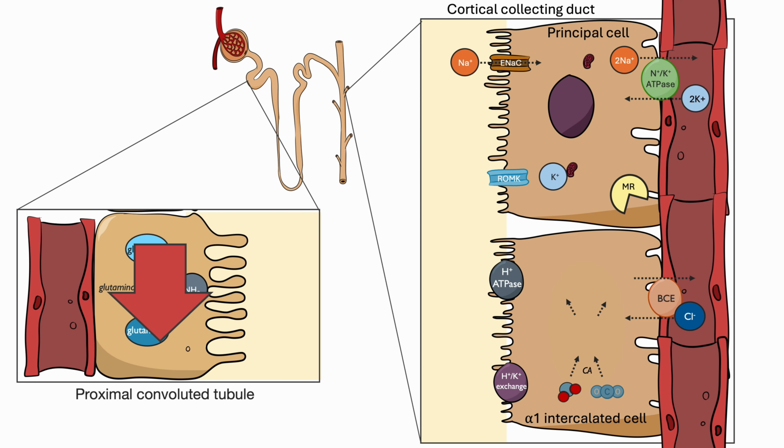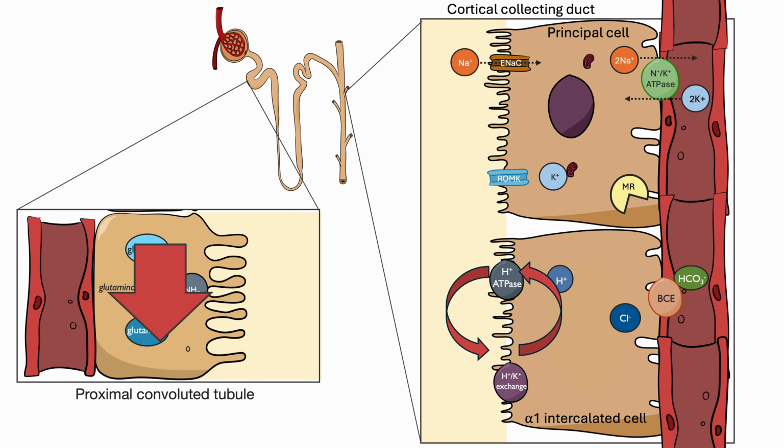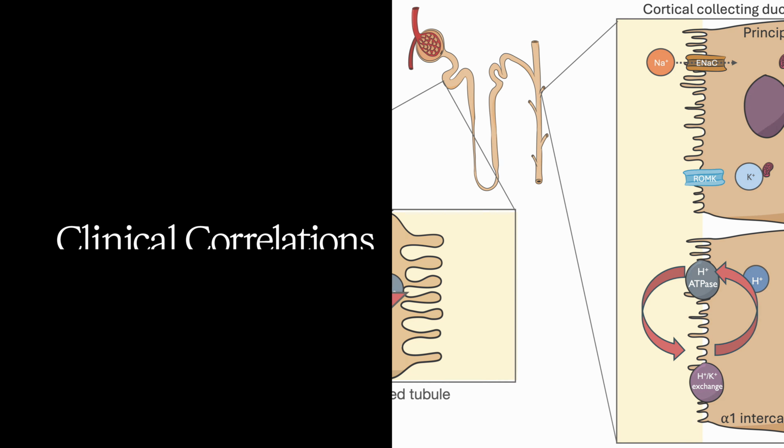Carbon dioxide then combines with water in the cell with the aid of carbonic anhydrase, forming carbonic acid, which then dissociates into hydrogen ion and bicarbonate ion. The bicarbonate is then reabsorbed in exchange for chloride. Notice how in this setting the hydrogen ion is recycled instead of excreted.